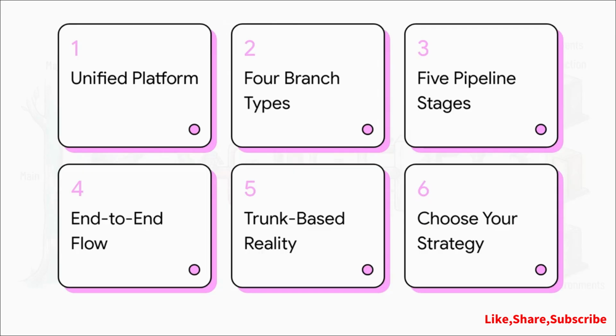Here is our quick roadmap for today. First, we'll look at the unified GitLab platform. Second, the 4 branch types. Third, the 5 pipeline stages. Fourth, the end-to-end flow. Fifth, the trunk-based reality. And finally, number 6, choosing your strategy.